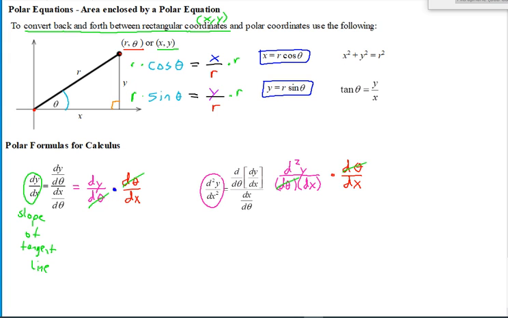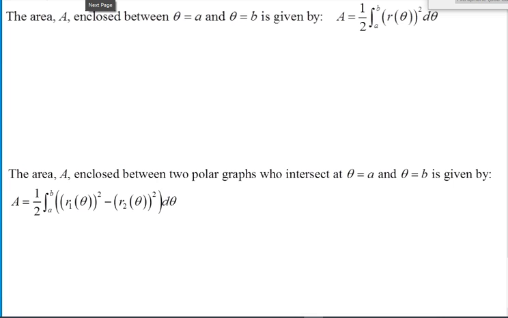And the new formulas I'm going to look at that we can't do with parametric ones are area. We did these with rectangular coordinates, a little different with polar coordinates. So it says the area enclosed between theta equals a and theta equals b is given by this. So let's see where this formula comes from.